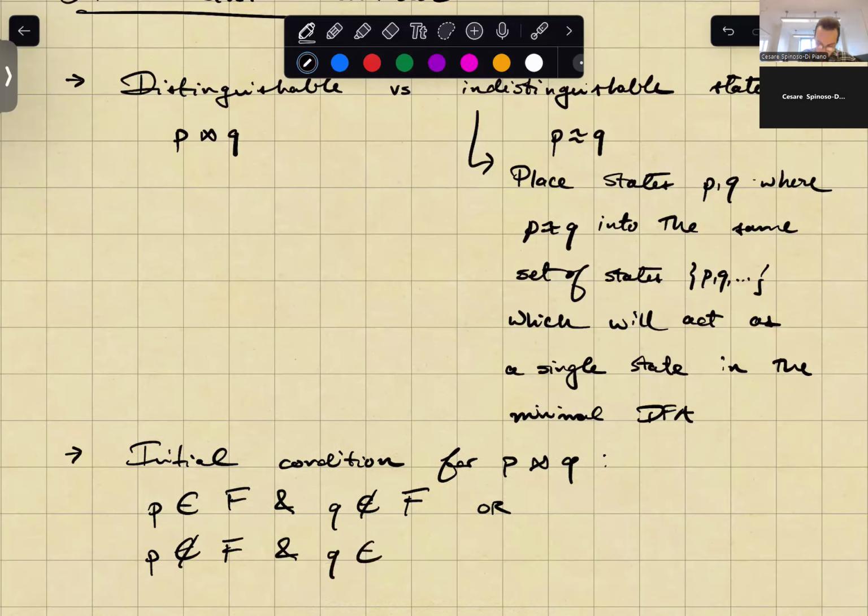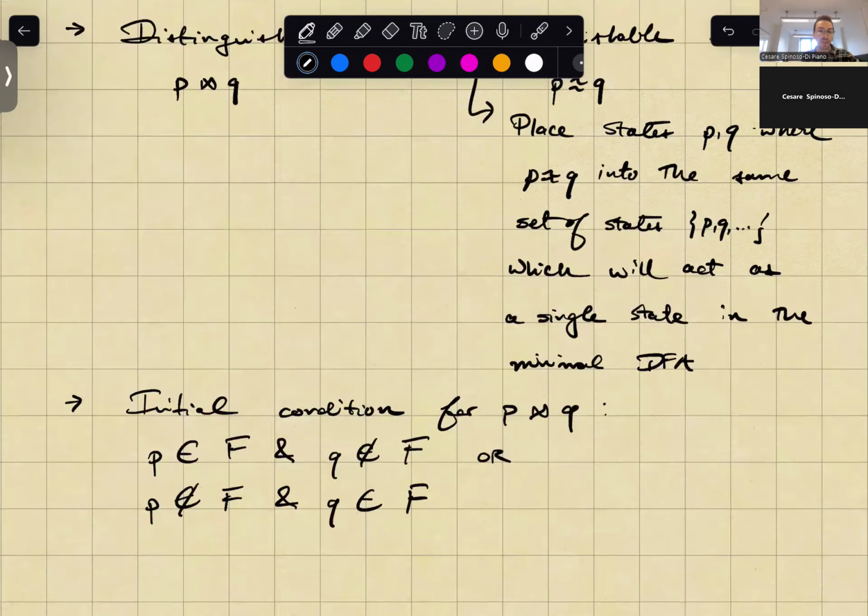or vice versa. So in the first case, the first state in the pair is an accept state and the second one is not, and vice versa in the other one. So in this case, the first element of that pair is not an accept state and the second one is. I think I might have confused them at the beginning. So just to be clear with the notation and with what I'm saying, making sure that these two things align is important. So this is the initial condition, and that's how you find the first pairs of states which are distinguishable.